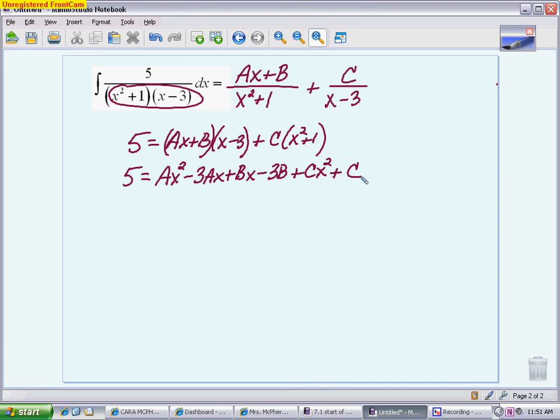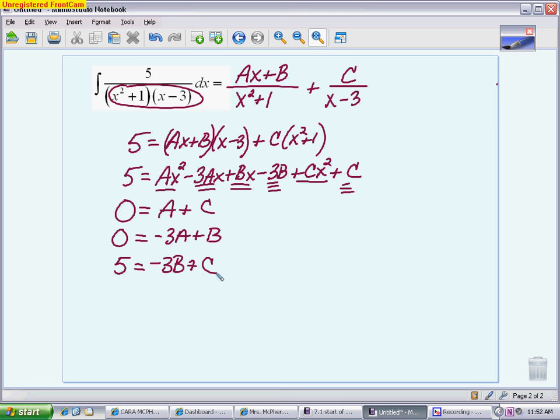So on the left side, I have 0 x squareds. On the right side, I have a plus c x squareds. On the left side, I have 0 x's. On the right side, I have -3a and b x's. On the left side, I have 5 as my constant. On the right side, I have -3b and c as my constants. So I turned it into a system, and you have a couple options here. Obviously, if you have a calculator and you're comfortable with matrices, you're welcome to write it as a matrix.